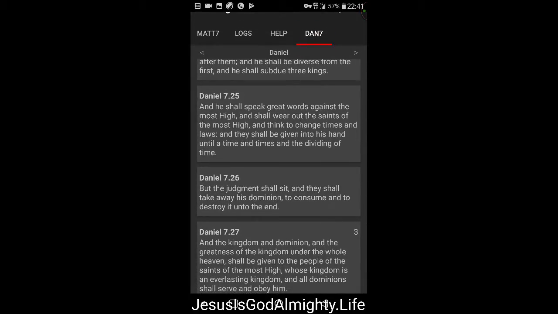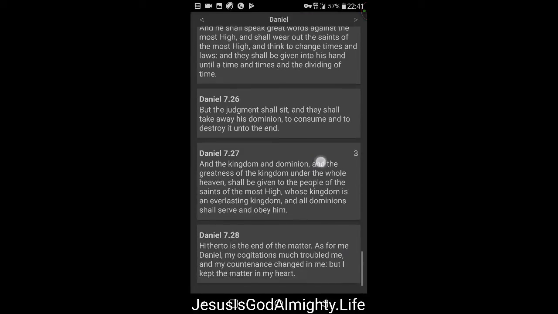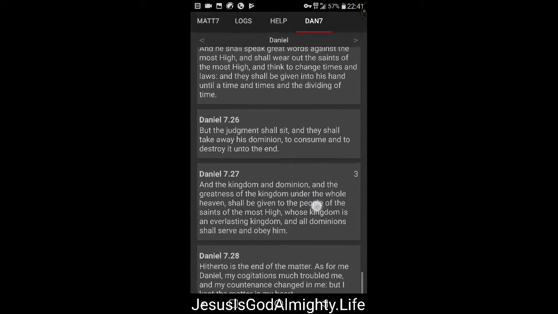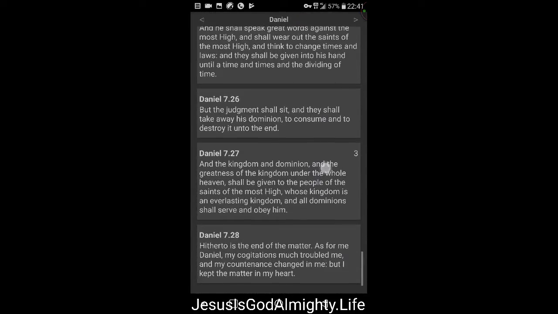But anyway, a lot of things, again, is going very quickly. But the judgment shall sit, and they shall take away his dominion, to consume and to destroy it unto the end. And the kingdom and dominion and the greatness of the kingdom under the whole heaven shall be given to the people of the saints of the Most High, whose kingdom is an everlasting kingdom, and all dominions shall serve and obey him. So observe and obey who?